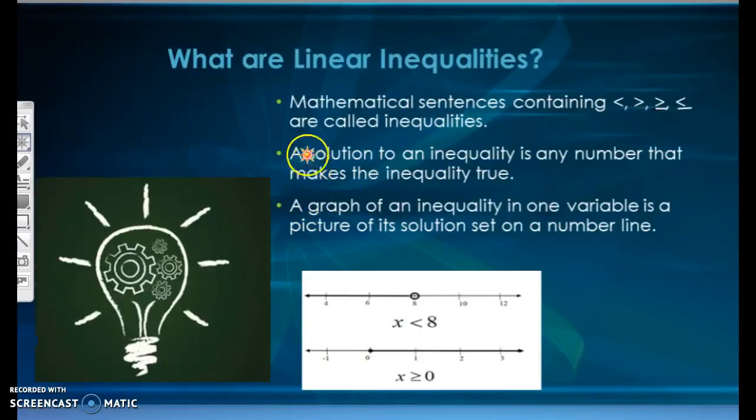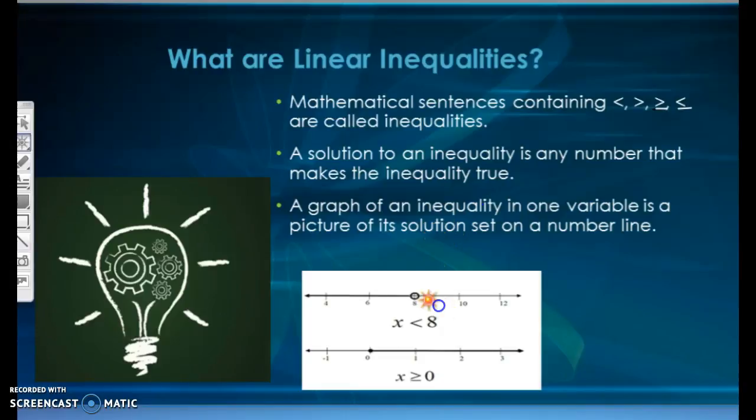Talk about that. So what are linear inequalities? They're just mathematical sentences, but instead of containing equal signs like you're used to, they contain the less than, greater than, greater than or equal to, or less than or equal to signs. So those are the four main signs we're going to deal with. And the solution to the inequality is any number that makes the inequality true. So we're going to go into more detail about that.